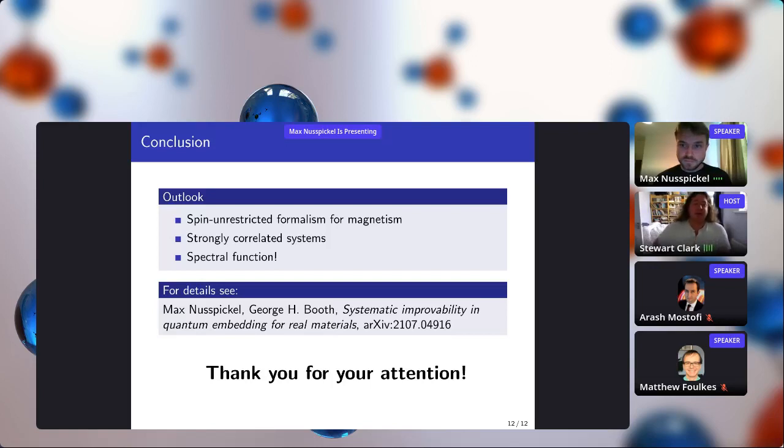So let me just start with a quick question. You said the computational effort was about the same as a hybrid functional, something like that. Does that mean that your method on top of that is incredibly quick?